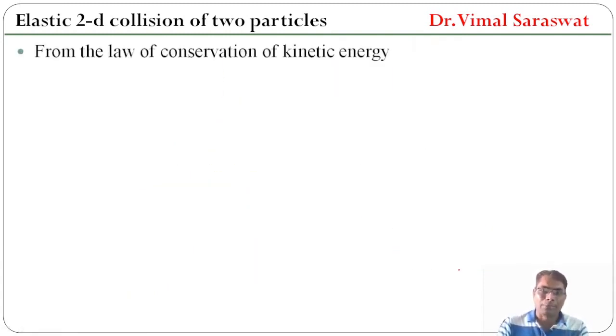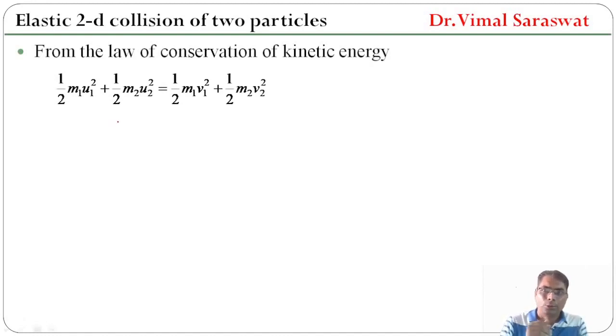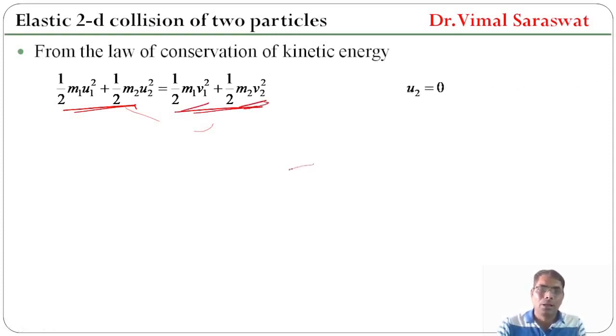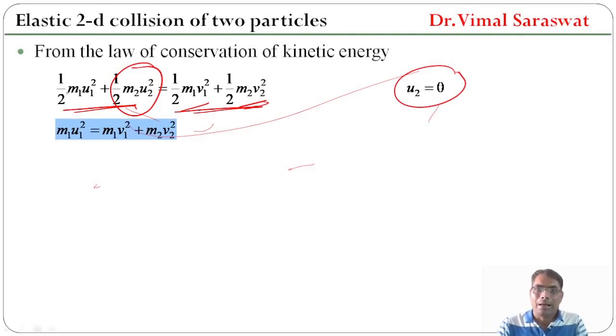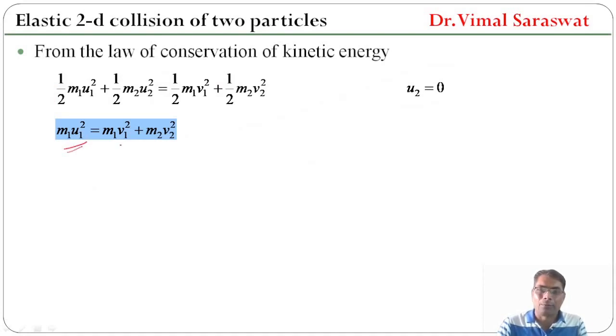From the law of conservation of kinetic energy, the total kinetic energy before collision and after collision will be constant in elastic collision. The total kinetic energy before collision is half m1 u1 square plus half m2 u2 square, and after collision it is half m1 v1 square plus half m2 v2 square. Since u2 equals 0, this term will be 0, and the halves cancel out. So m1 u1 square is equal to m1 v1 square plus m2 v2 square.